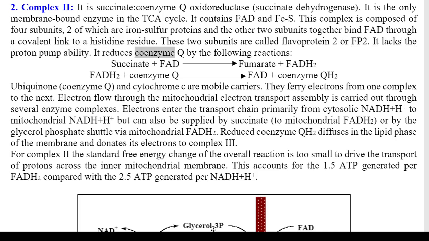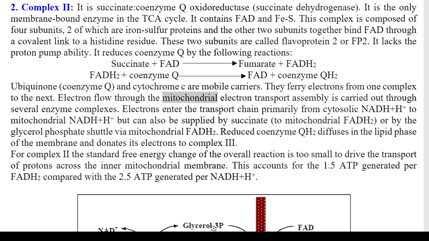It reduces coenzyme Q by the following reactions. Succinate + FAD → fumarate + FADH2. FADH2 + coenzyme Q → FAD + coenzyme QH2. Ubiquinone, coenzyme Q, and cytochrome C are mobile carriers. They ferry electrons from one complex to the next.